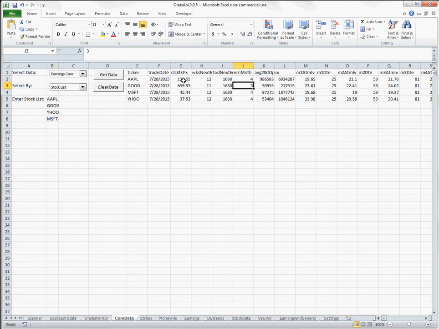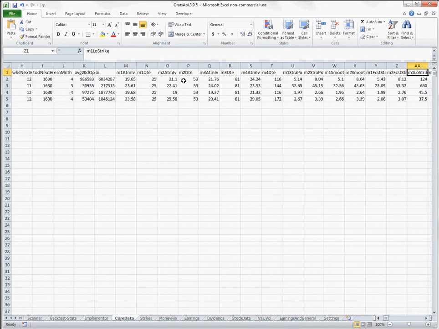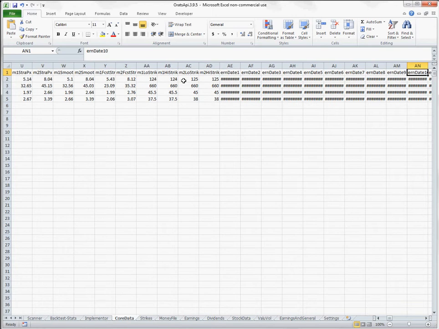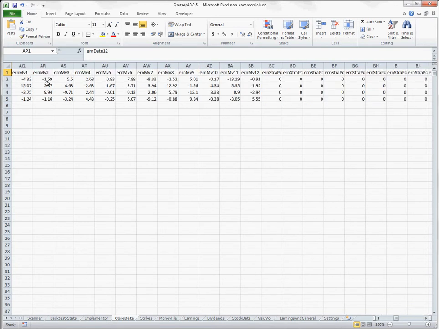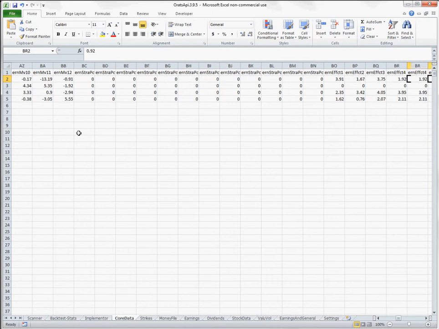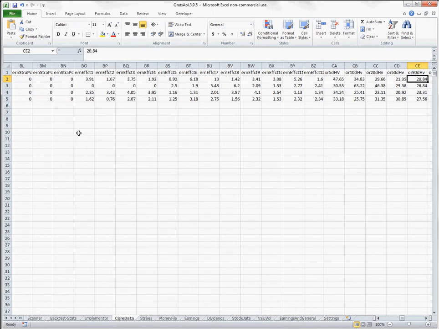So some of the same column headers, open interest, month 1 implied volatility, but then we get into past earnings dates, and we'll also get into how much of an earnings move by percentage the stock had on those earnings dates. Down 4%, down 1.59%, up 5.5%, etc. We have earnings effects that are the expected effect, the actual divided by the expected.